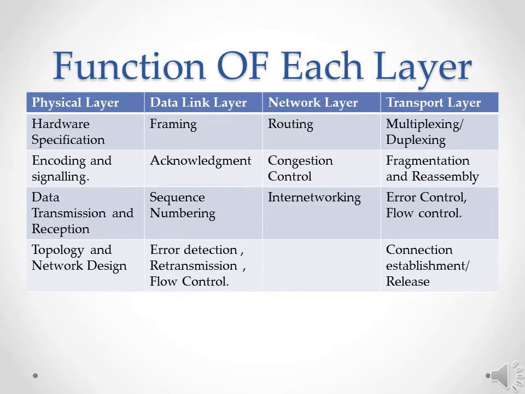Functions of each layer. First, physical layer. The physical layer defines the electrical and physical specifications of the data connection. It defines the relationship between a device and a physical transmission medium, for example, a copper or fiber optical cable, or radio frequency. It is responsible for transmission and reception of unstructured raw data in a physical medium. It defines transmission mode and topology.